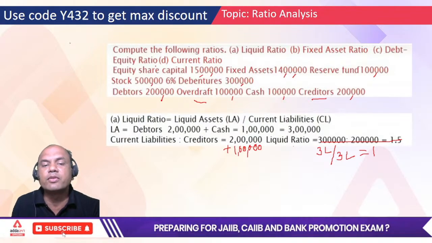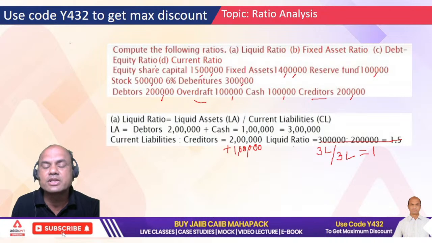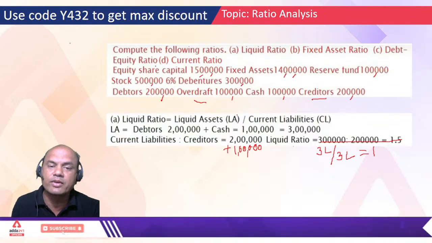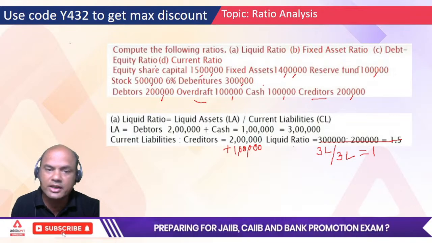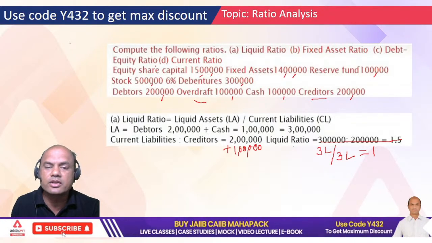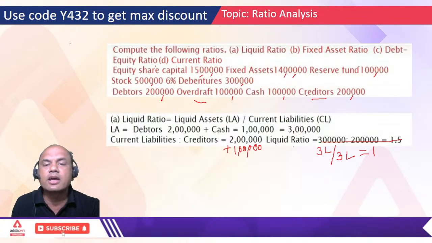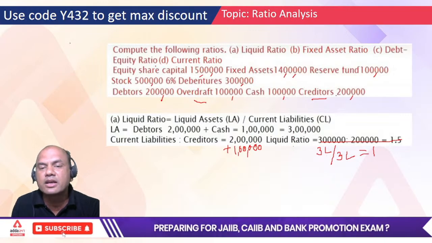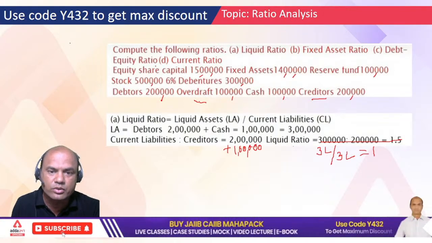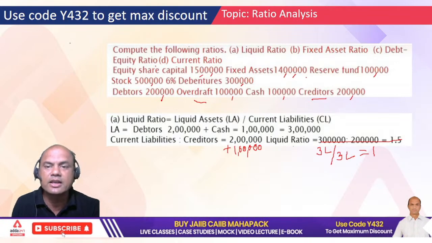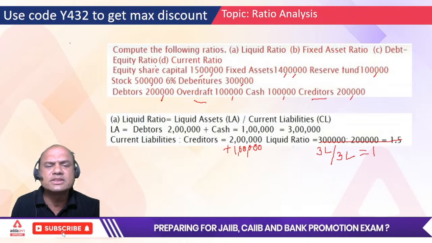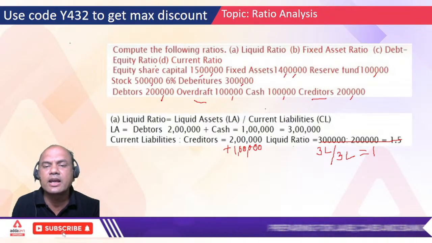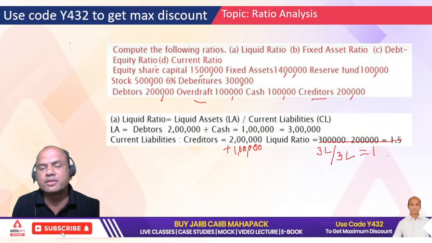What is the formula for liquid ratio? Liquid asset upon current liabilities. What are liquid assets? Debtors and cash. These are the two liquid assets. So the total liquid asset is 2 lakh plus 1 lakh, 3 lakh. Now what are the current liabilities? Current liabilities means creditors and next is this OD. This is again a current liability: 2 plus 1, 3 lakhs. So now it's easy. Liquid ratio is liquid asset 3 lakh upon current liabilities 3 lakh. So it's 1. That is the answer.